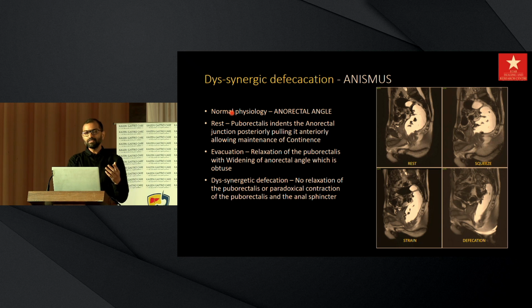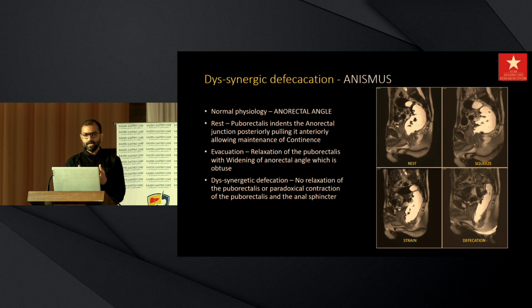So what happens during dyssynergic defecation? Okay, so during rest we expect the angle to be somewhere close to 90. It may not necessarily be 90. It could sometimes be 70, it could be 75, it could be 100 as well, from patient to patient. What happens during the squeeze phase? There is reduction in the anorectal angle because of the pull created by the puborectalis sling, and that is what is expected. But if I am getting a paradoxical reduction in the anorectal angle during the strain and defecation phase, that is abnormal.